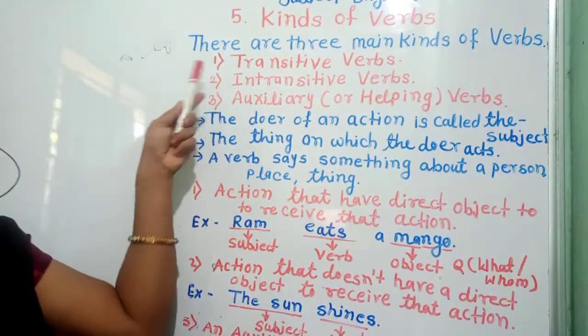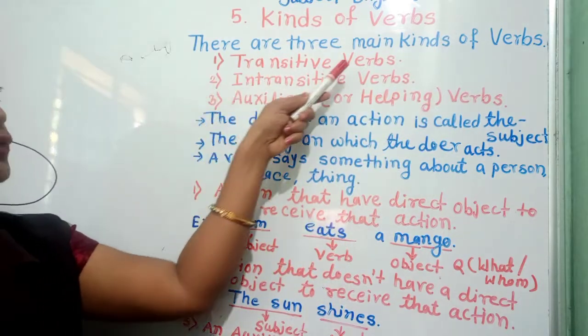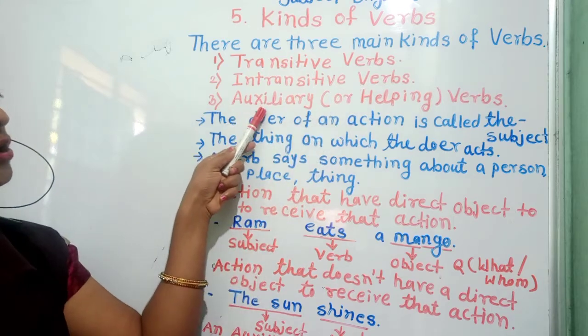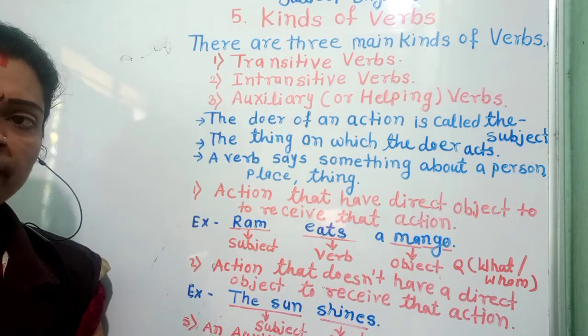Now see students, there are three main kinds of verbs. First, transitive verbs. Second, intransitive verbs. Third, auxiliary or helping verbs. Now let's discuss one by one.